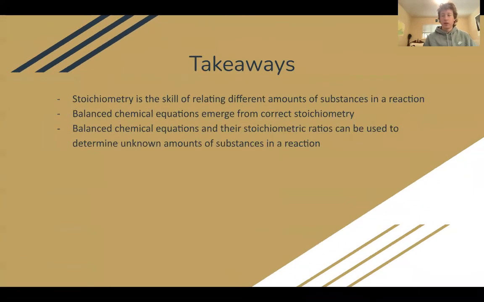All right, so here are some takeaways about stoichiometry. Stoichiometry is the skill of relating different amounts of substances in a reaction. Balanced chemical equations emerge from correct stoichiometry. And balanced chemical equations and their stoichiometric ratios can be used to determine unknown amounts of substances in a reaction.